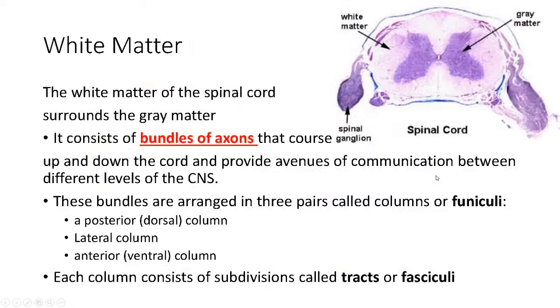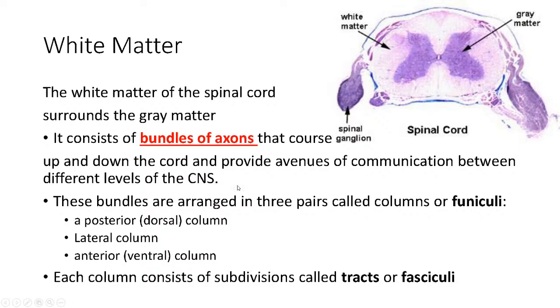So we mentioned the gray matter there. The white matter consists of bundles of tracts. The white matter, of course, is where we're going to find most of the axons in the spinal cord. And these axons are myelinated, which is a fatty substance, which gives the white matter its white appearance. Now these tracts, consisting of bundles of axons, are going to travel up and down the spinal cord to communicate with different levels in the central nervous system.